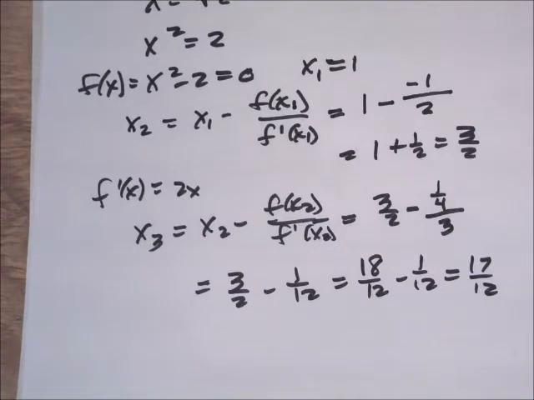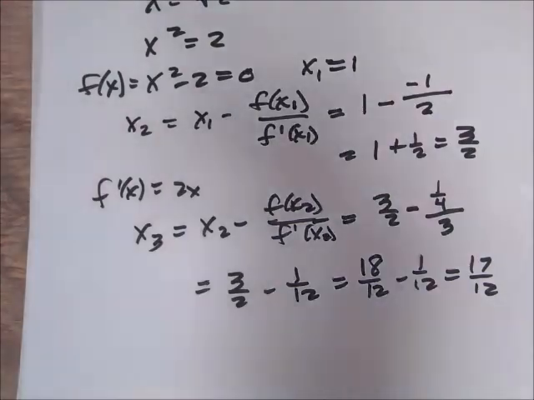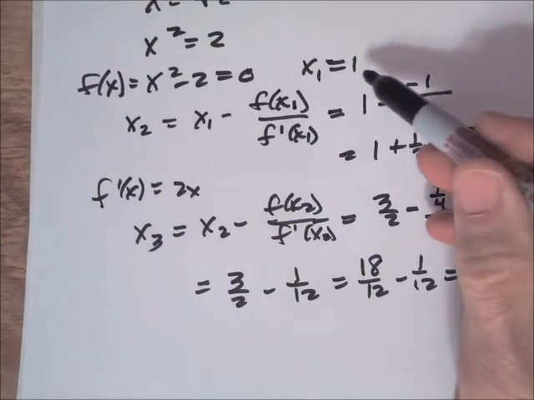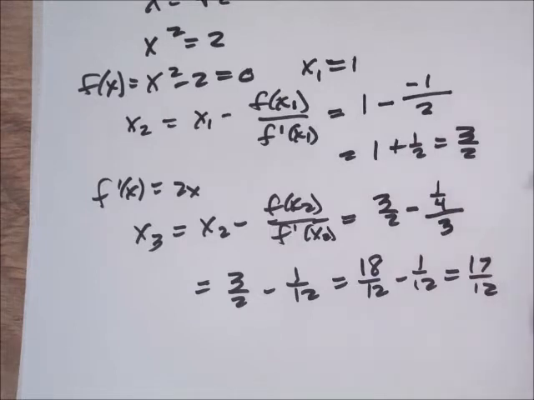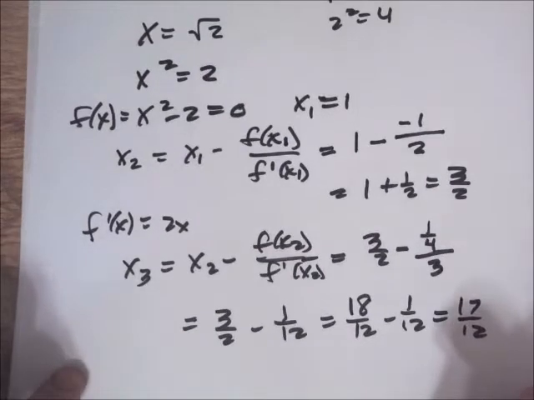And as you can see, the computations get pretty messy. Newton's method is hard to do by hand. It might be useful for a computer program to estimate roots, but the computation gets kind of messy. We went from a whole number to denominator 2 to denominator 12, and it gets messier the further you go.